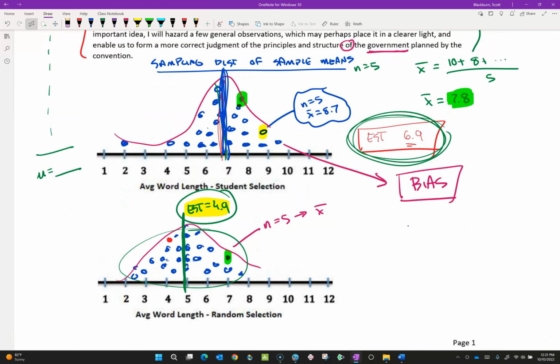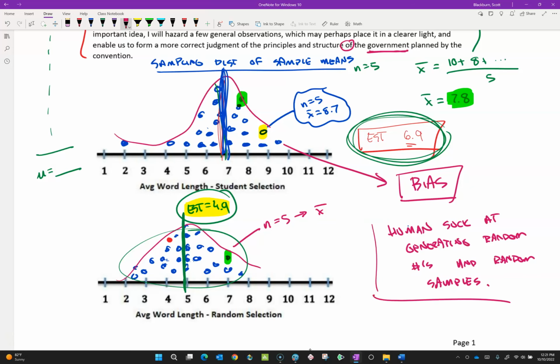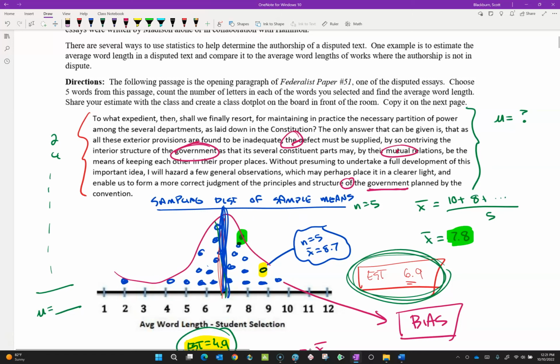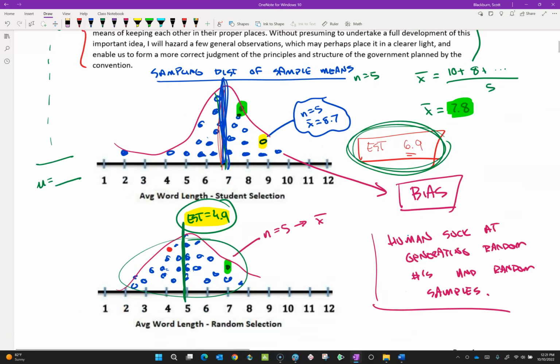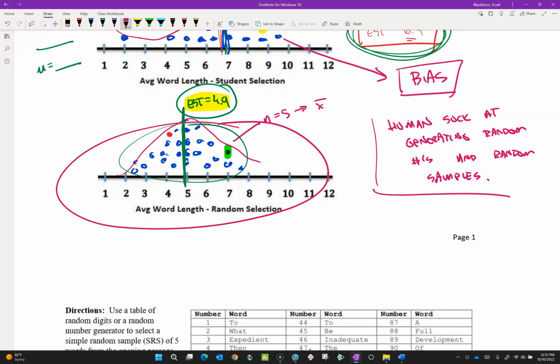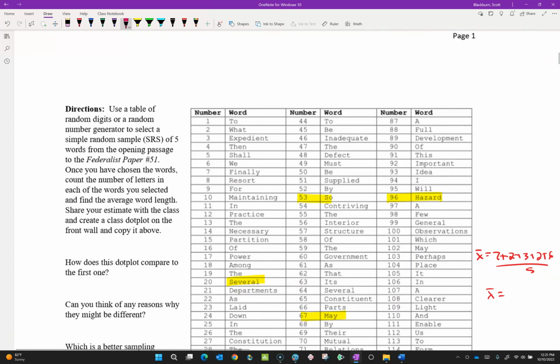So the bottom line, the takeaway is humans suck at generating random numbers and random samples. We cannot rely on humans to just pick what they think are random. So whenever we pick these words, we're not going to say that was random. We're going to say that was just recklessly picking words. That's not random. Down here, we actually used a random process. We used a chance process that had probability associated with it.